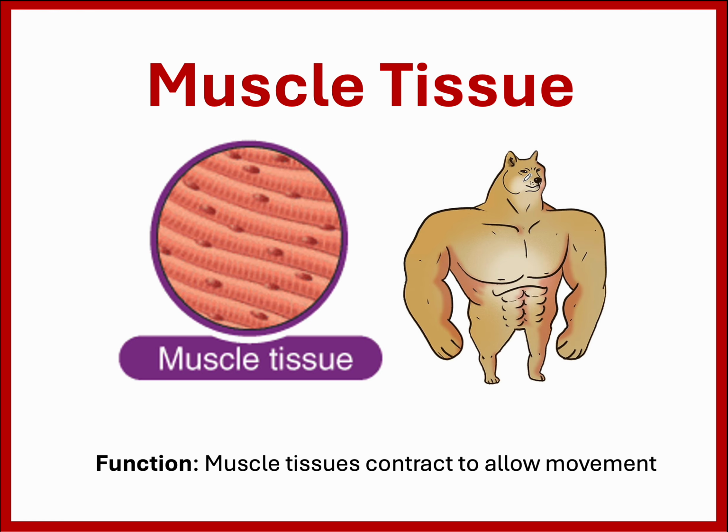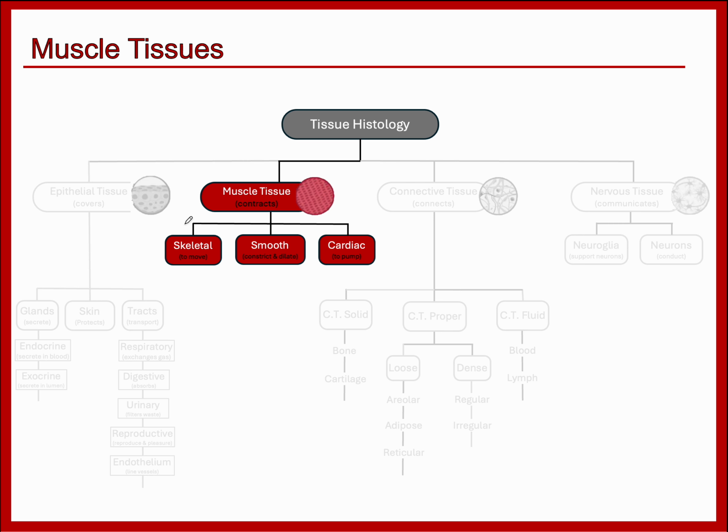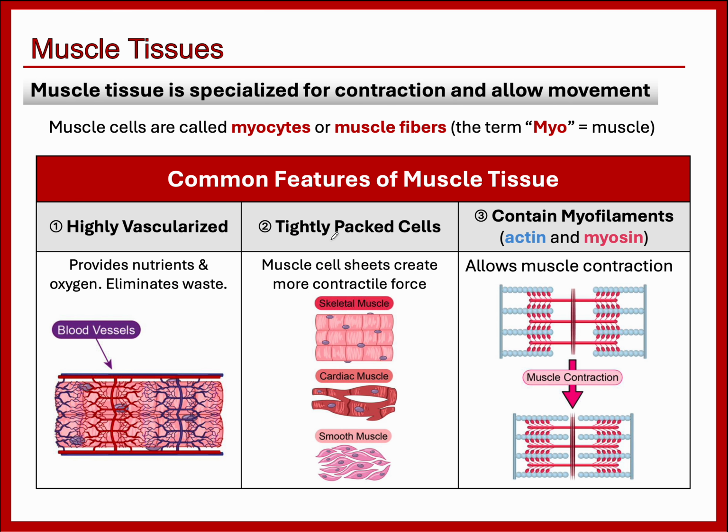The last thing to talk about is muscle tissue. There are different types of muscle tissues that contract to allow movement. So we have muscle tissue in general that contracts. We have skeletal muscle, which is the muscle that you typically think of. This allows us to move. Skeletal means that it's on the bone. Smooth muscle allows things to constrict and dilate, and cardiac muscle allows the heart to pump. All muscle tissue is specialized for contraction and allows movement.